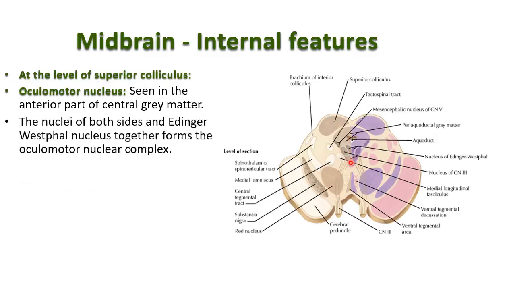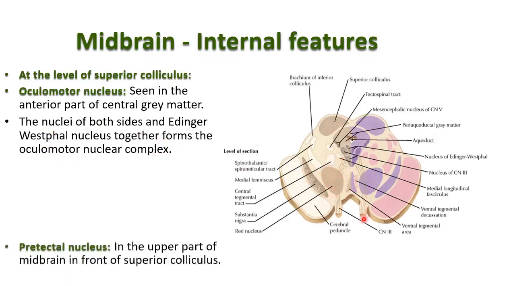Now, the Edinger-Westphal nucleus and the oculomotor nucleus, you are able to see anteriorly they fuse, both nuclei almost fuse in the midline, and they form your oculomotor nuclear complex. The fibers pass through the red nucleus, and then they emerge via the interpeduncular fossa. That is the third nerve, the oculomotor nerve emerging.